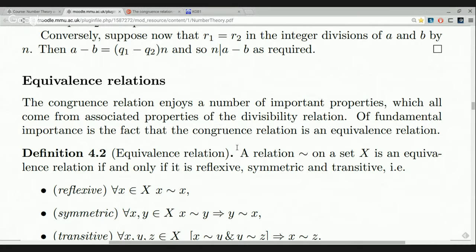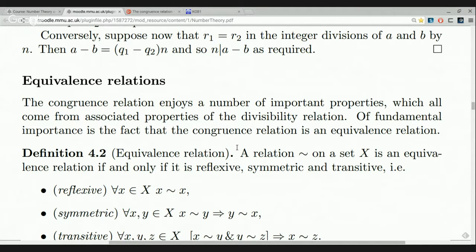Congruence isn't the same as equality, because you've got lots of different integers that are congruent to one another. But it has this property: we'll see the formal definition shortly, but it's an equivalence relation. And whenever you have an equivalence relation, there's a lot you can say about it because of the properties they have.